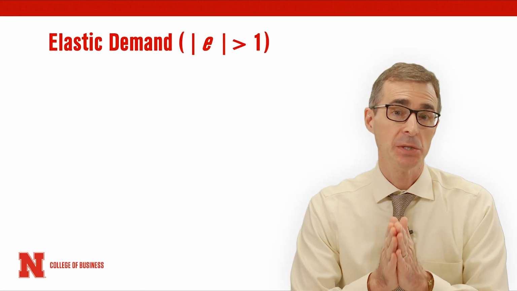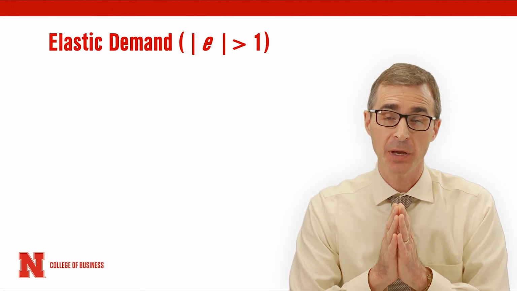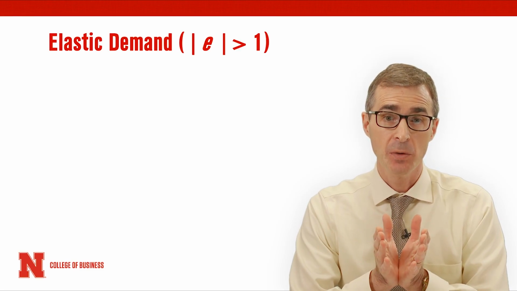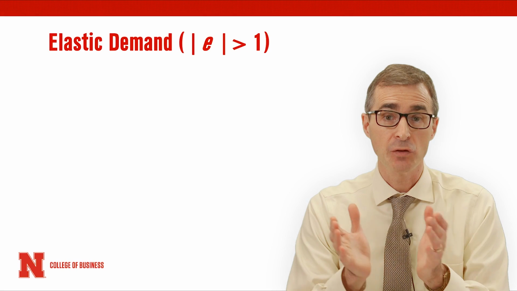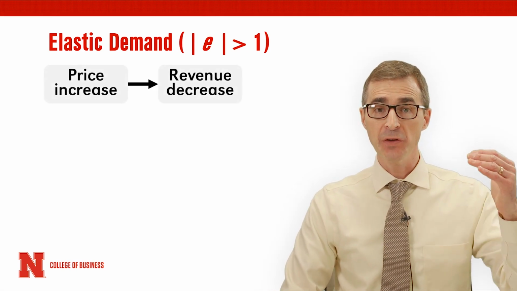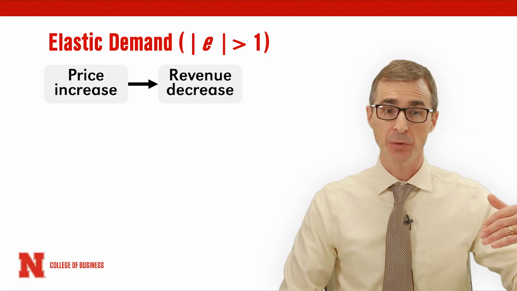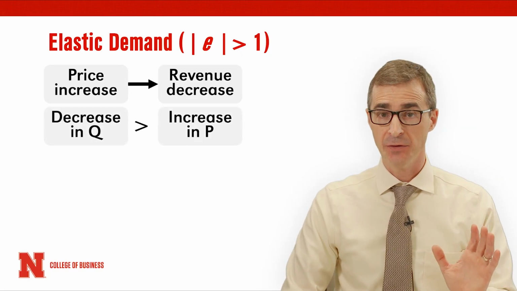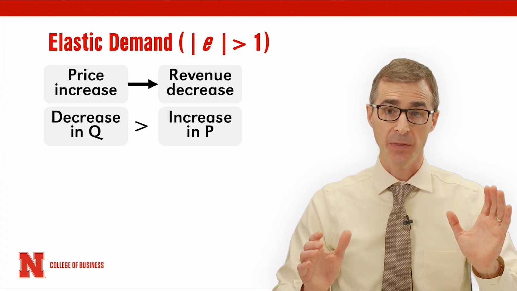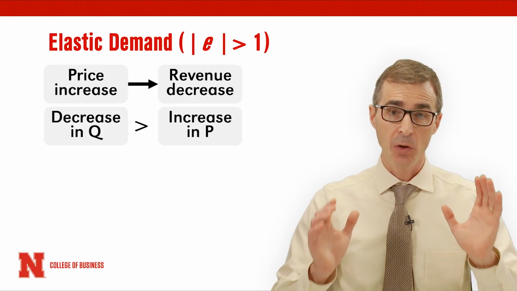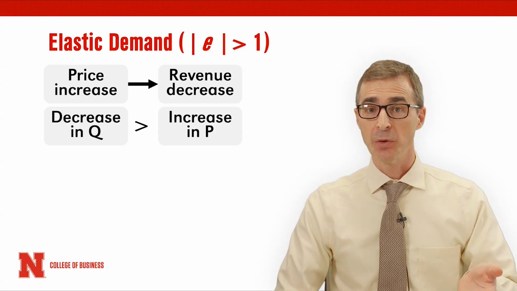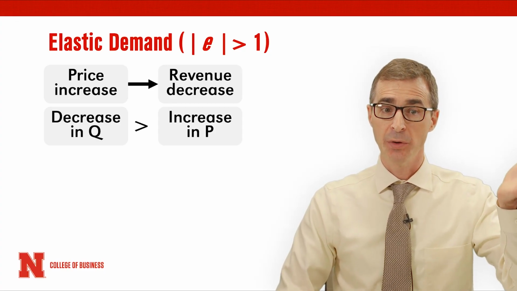So let's consider what this means for the case of elastic demand. Elastic demand, remember, is associated with price sensitivity. So the percentage change in quantity is greater than the percentage change in price. Now, if we increase price, quantity demanded should go down. In the case of elastic demand, the decrease in quantity will more than offset the increase in price, and the overall revenue will decline. So for elastic demand, if we raise prices, the revenue will go down.